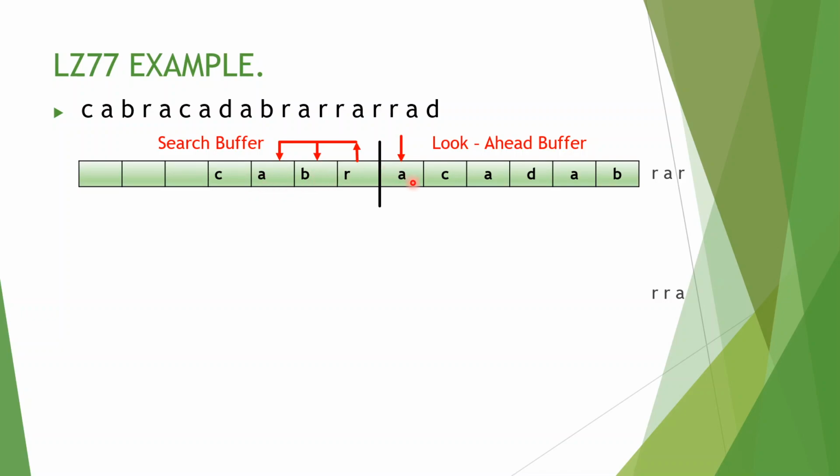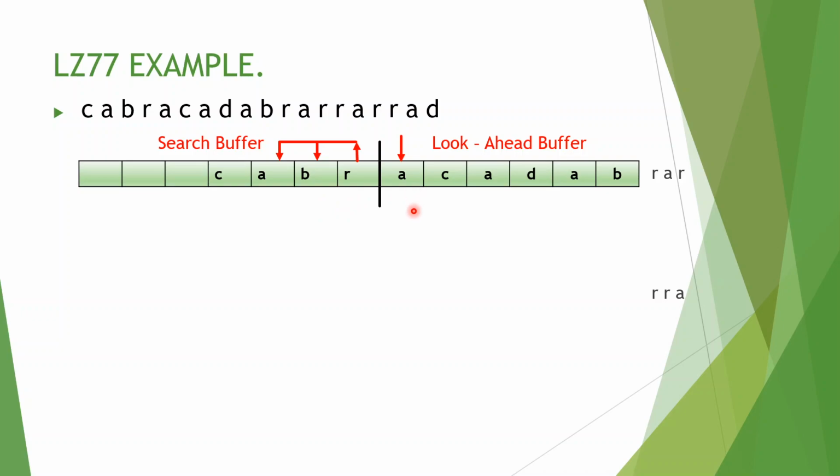Now what do we have to do next? We have to check whether the next symbol C is there, that is, whether a match of this A C is found in the search buffer or not. So after A the symbol is B. So only one symbol, A, is matched with the search buffer.